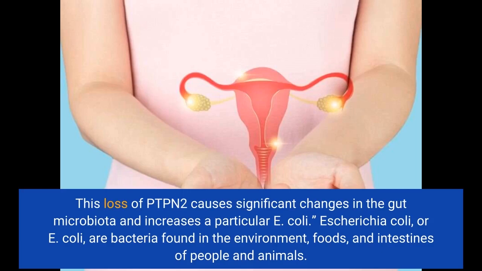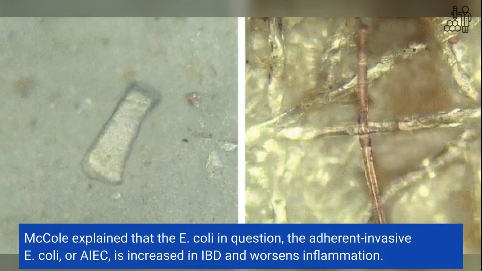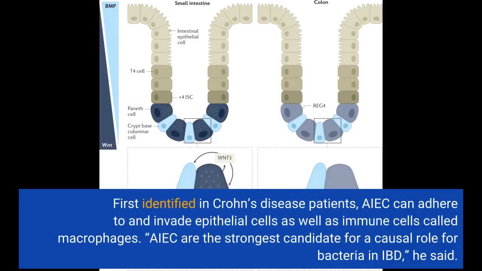Escherichia coli, or E. coli, are bacteria found in the environment, foods, and intestines of people and animals. McCole explained that the E. coli in question, the adherent invasive E. coli, or AIEC, is increased in IBD and worsens inflammation. First identified in Crohn's disease patients, AIEC can adhere to and invade epithelial cells as well as immune cells called macrophages. AIEC are the strongest candidate for a causal role for bacteria in IBD, he said.